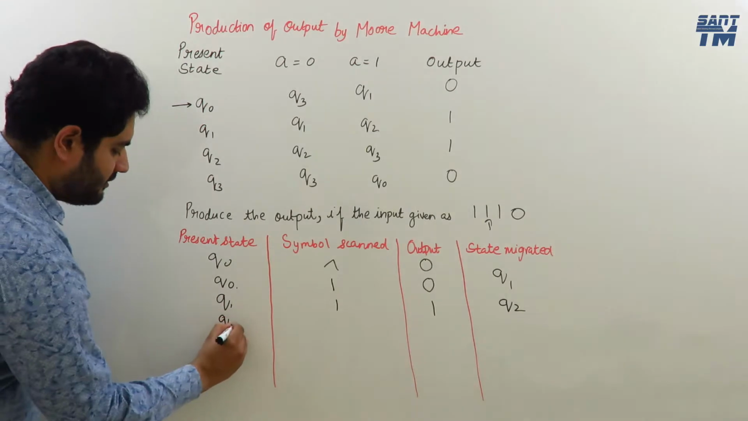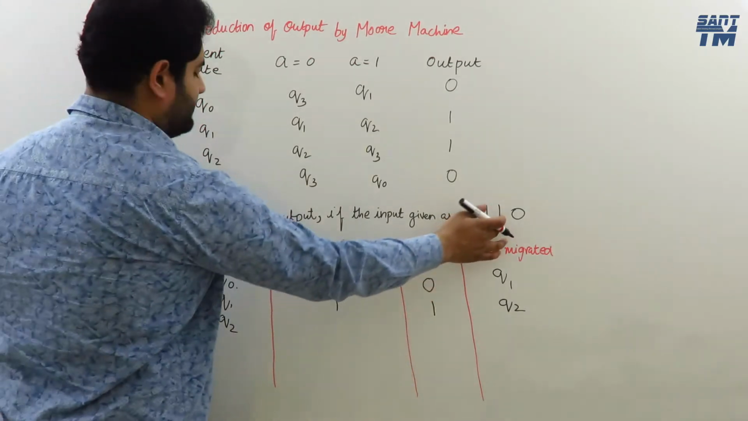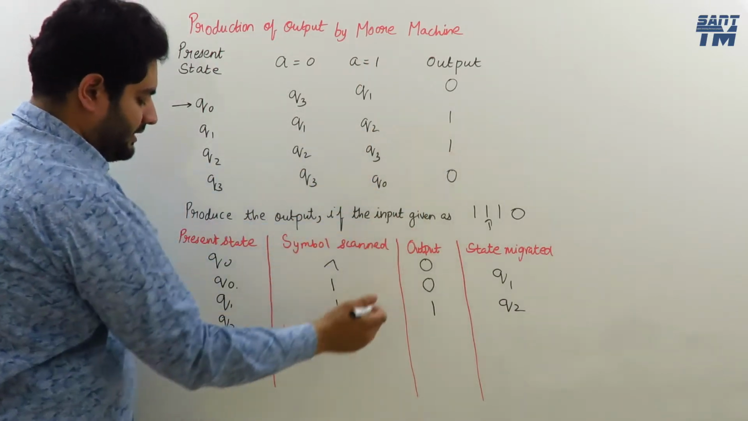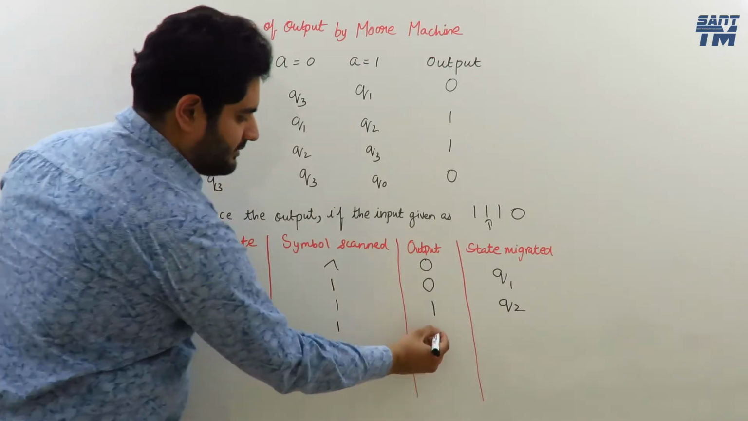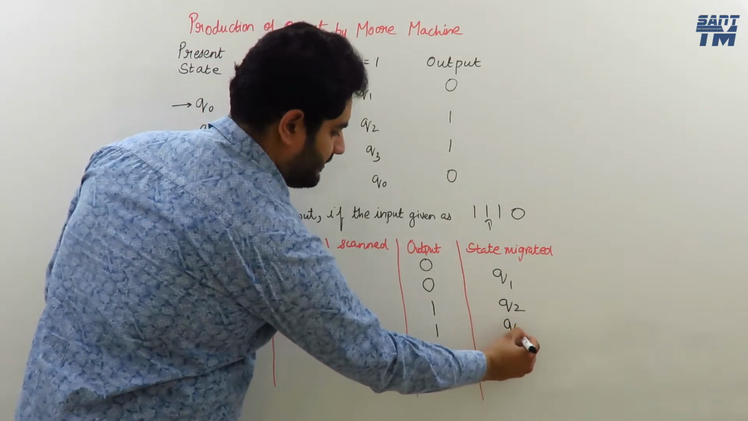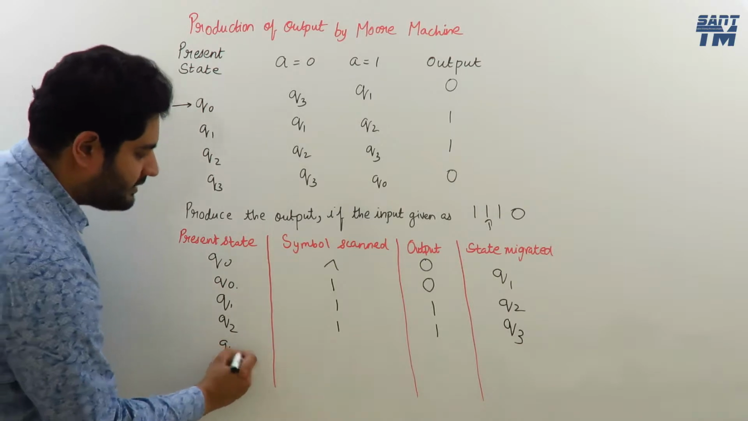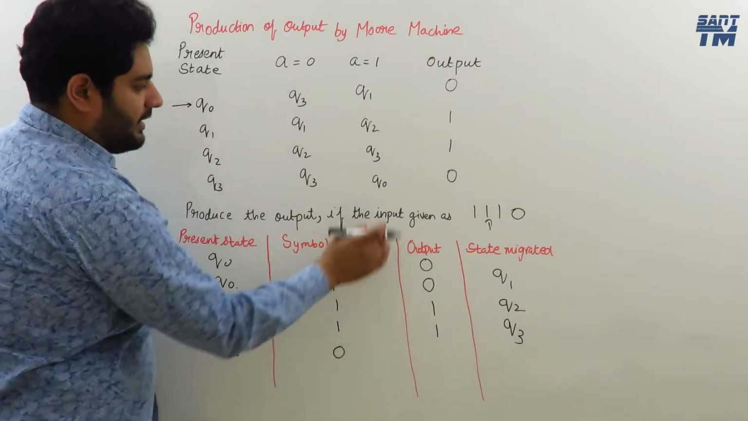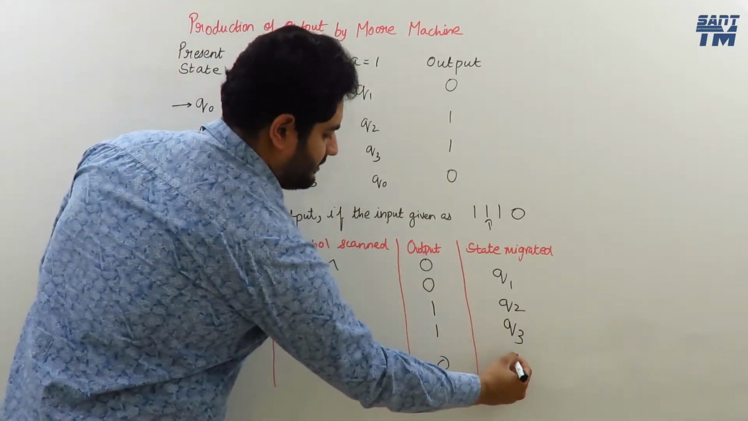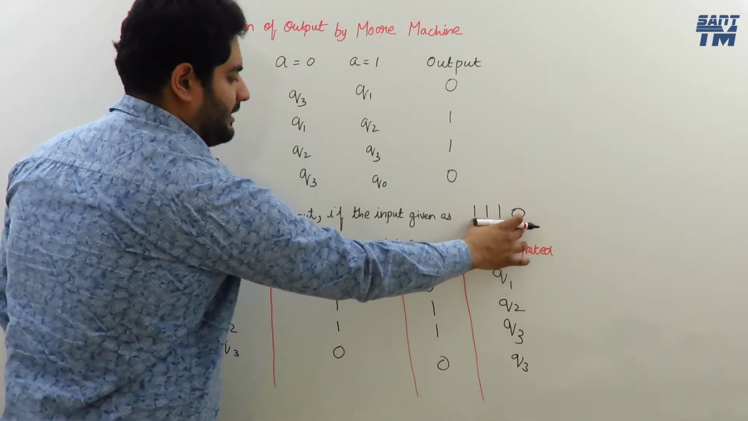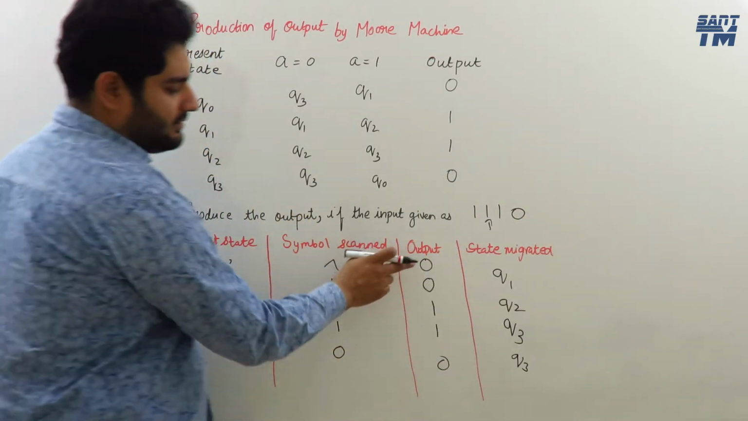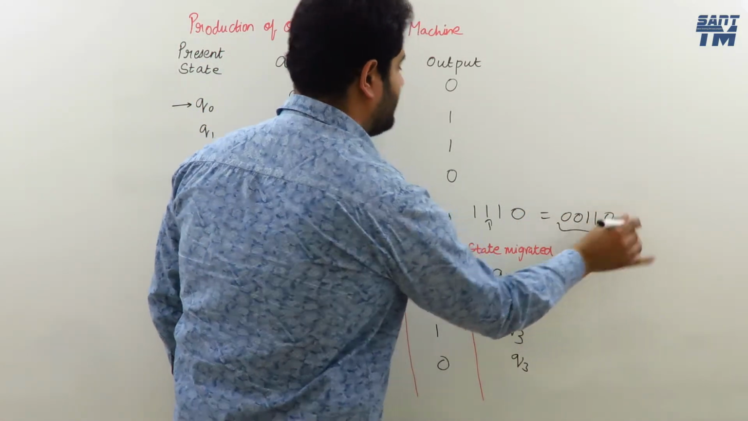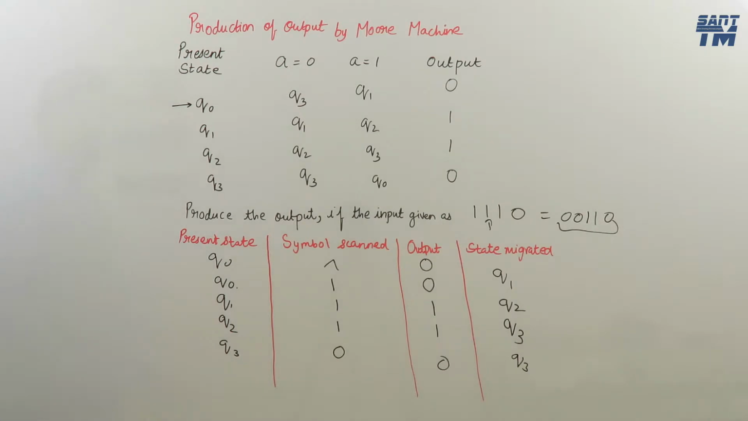Q2 is our present state now. Q2 on applying the third 1 will move to Q3 and produce output 1. Now our present state is Q3. Q3 on applying 0 remains in Q3 and produces output 0. Now the full string has been scanned, so the output is 0 0 1 1 0. This is our output for this Moore machine. Let's consider one more example.